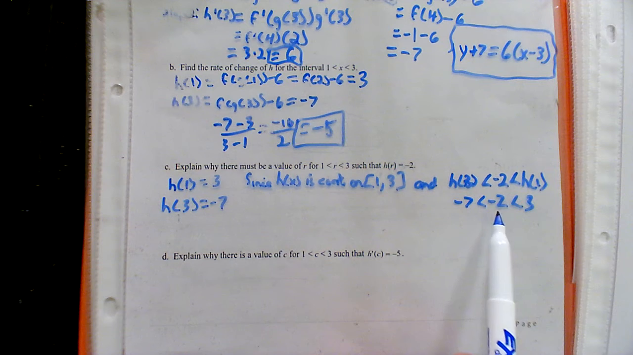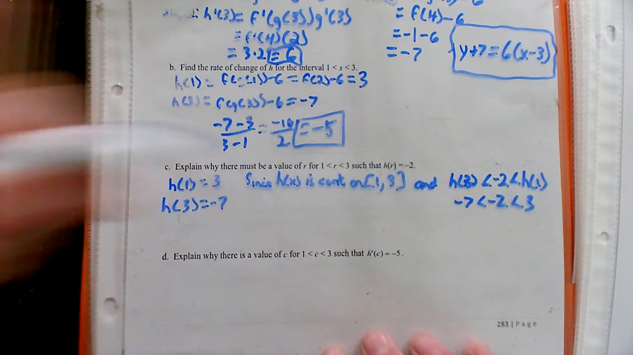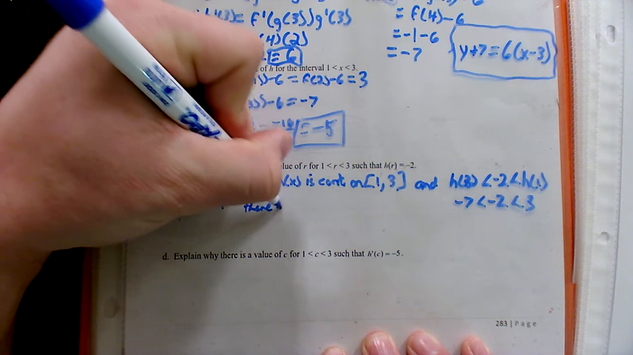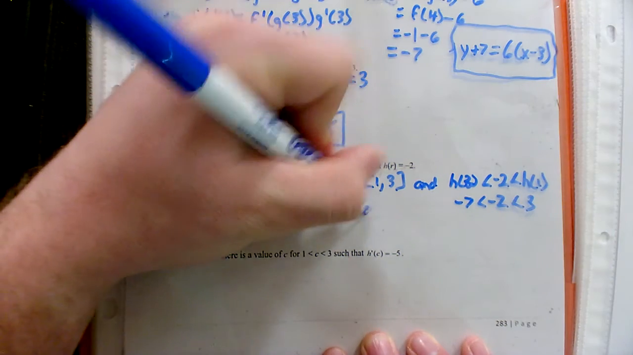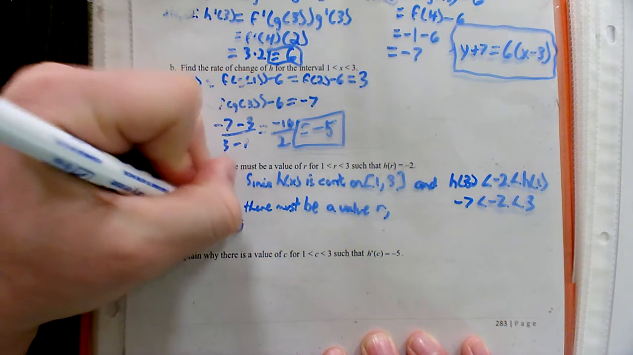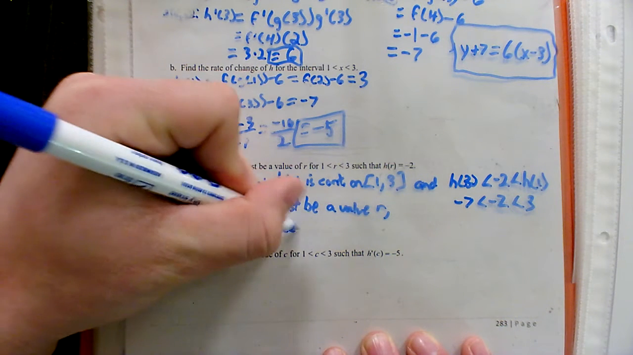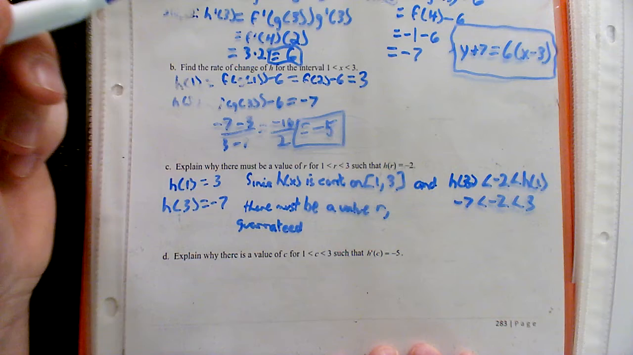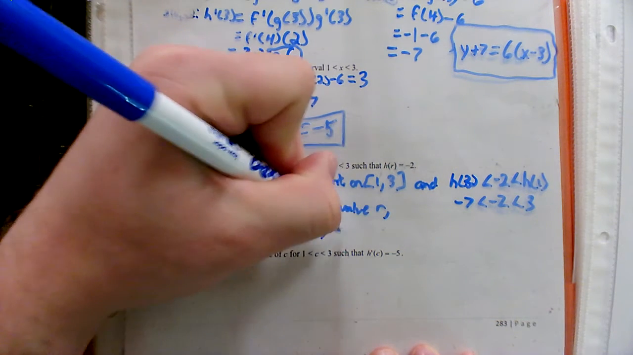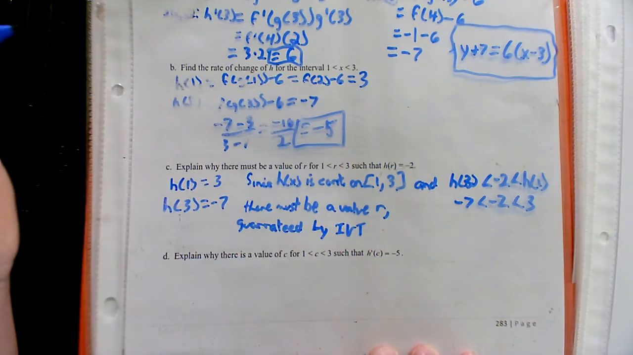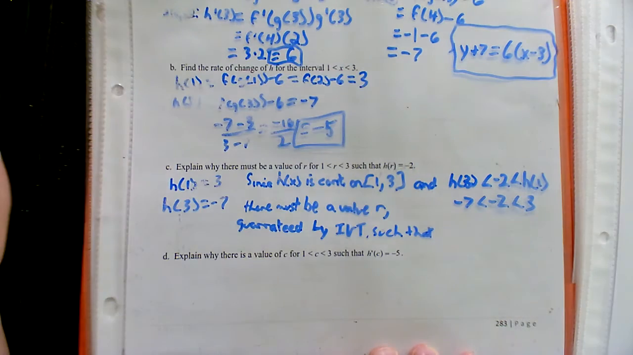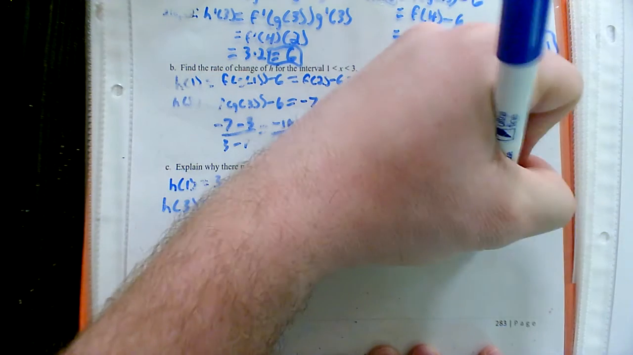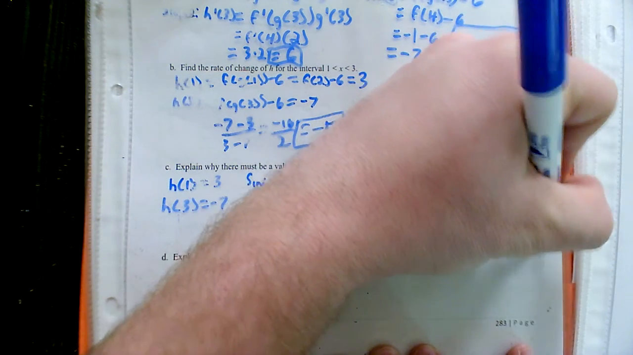So since we're saying -7 is less than -2 and 3 is greater than -2, there must be a value r guaranteed by the IVT, intermediate value theorem, such that h of r equals -2 on 1, 3.